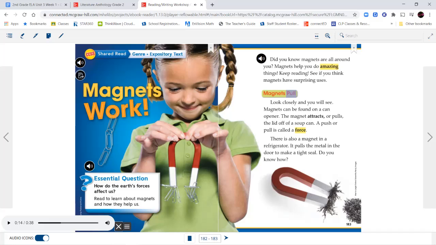Magnets pull. Look closely and you will see. Magnets can be found on a can opener. The magnet attracts or pulls the lid off of a soup can. A push or pull is called a force. There is also a magnet in a refrigerator. It pulls the metal in the door to make a tight seal. Do you know how?